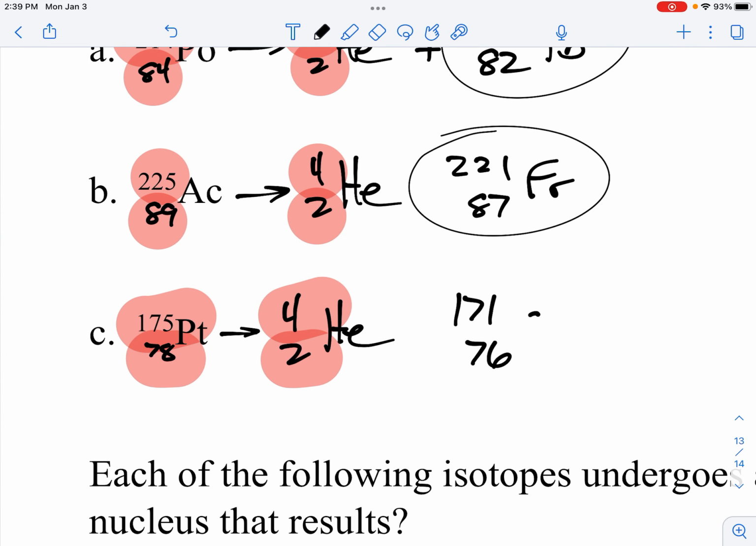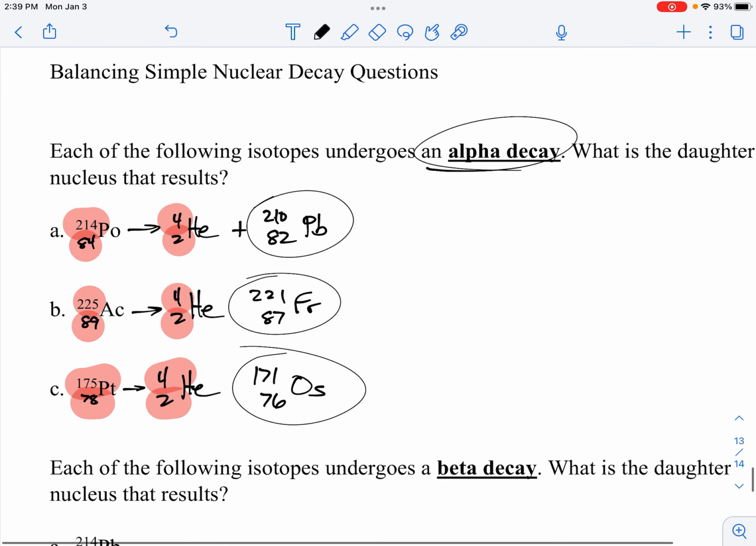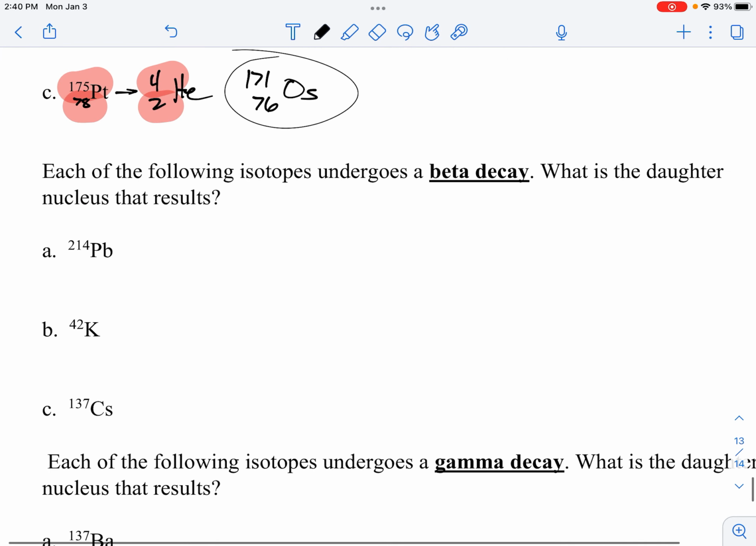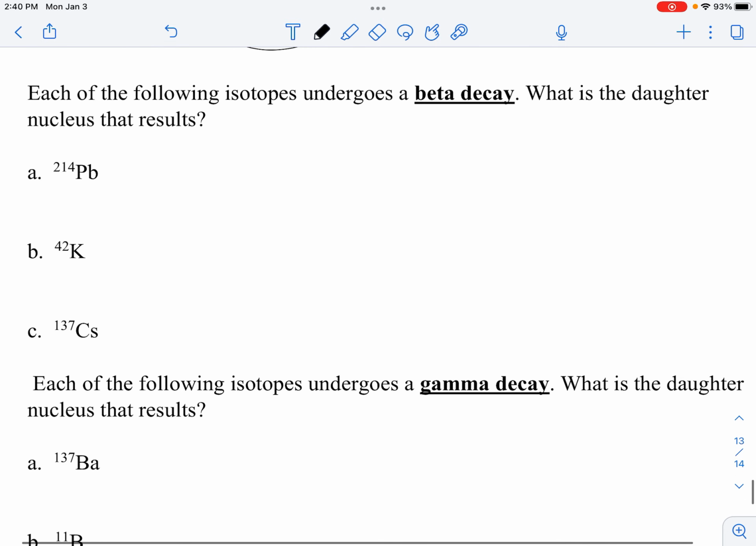So that is Os. That is the daughter nucleus that results from an alpha decay of platinum 175. Each of these following isotopes undergoes a beta decay. What is the daughter nucleus that results?